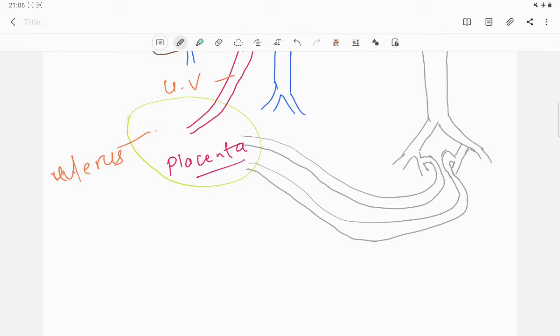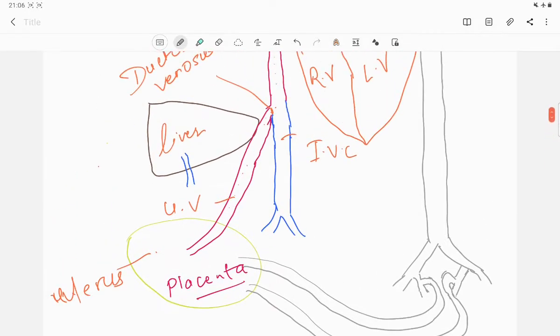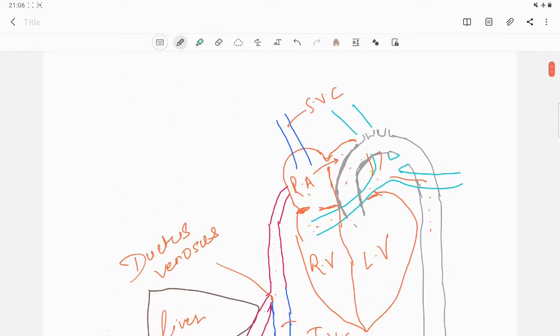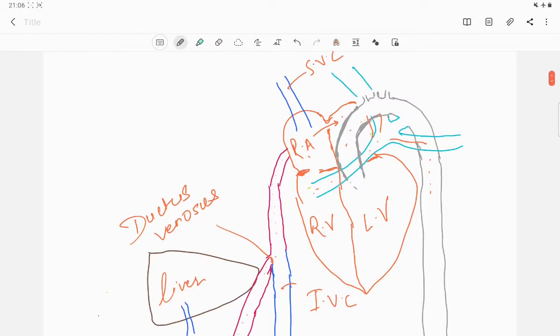A fetus does not have functional lungs. That means it cannot oxygenate the blood. So what is the source of oxygenated blood in a fetus? The answer is mother's blood. Oxygenated blood comes from the mother's circulation, provides to the tissues of the fetus, and again drains back to the mother's circulation.